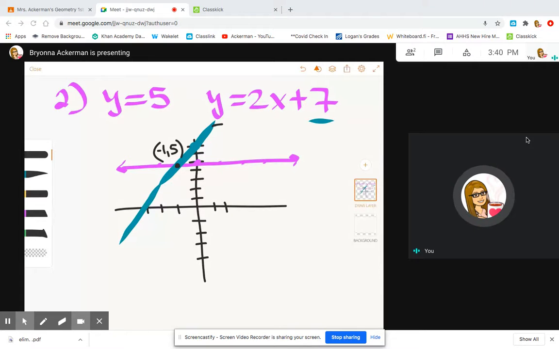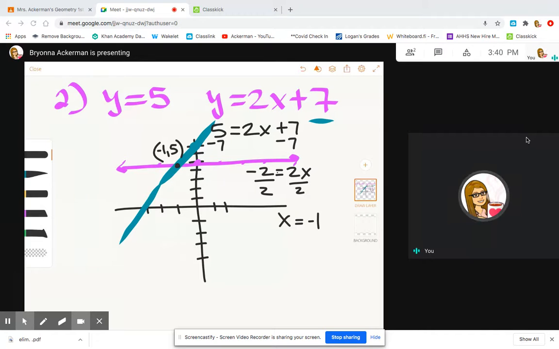So I could plug 5 in here and solve for x. So I'm going to subtract 7 from both sides. And so I get -2 equals 2x. Divide both sides by 2. And in fact, x was -1. Okay? So that's one way that we can look at it.